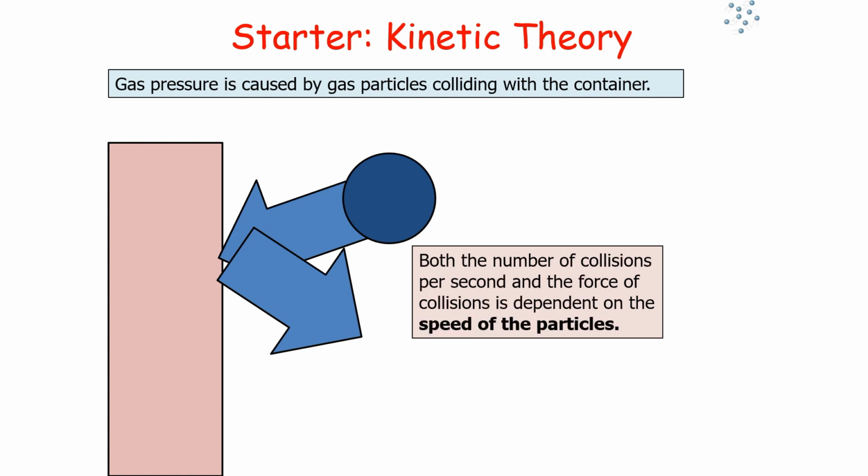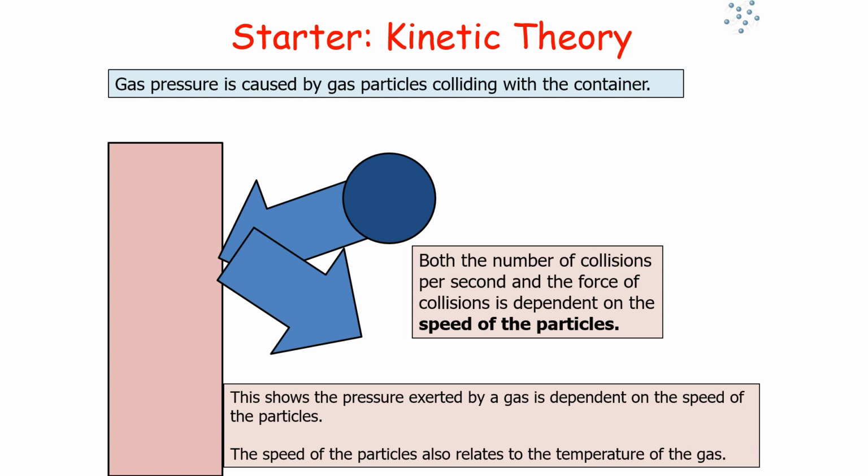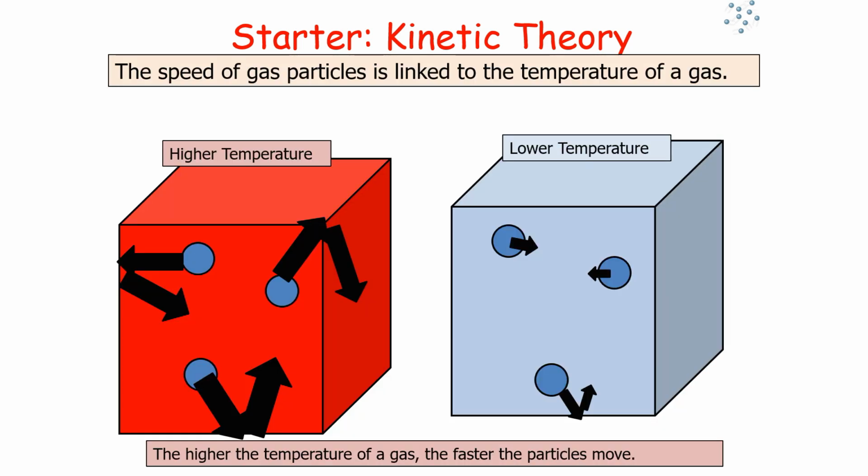Now, both these factors, the number of collisions per second and the force of collisions, are dependent on the speed of the particles. This shows that the pressure exerted by a gas is dependent on the speed of the particles. Now, the speed of the particles also relates to the temperature of the gas. So what we know is that the speed of gas particles is linked to the temperature of a gas. The higher the temperature of a gas, the faster the particles move.